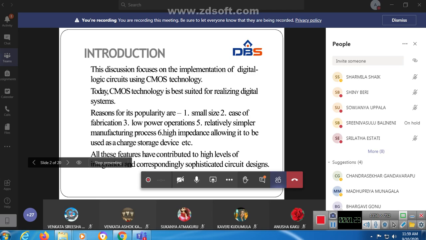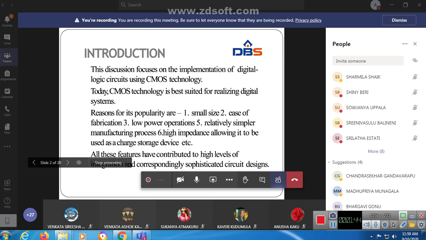You can easily learn this DSD subject. The basic bones for this subject are EDC and ECA, electronic circuit analysis. These are the basic building blocks for this subject.